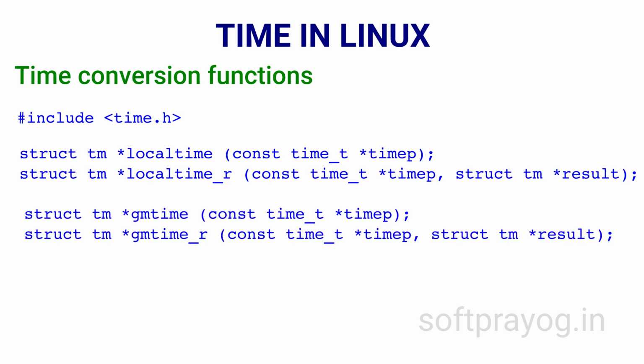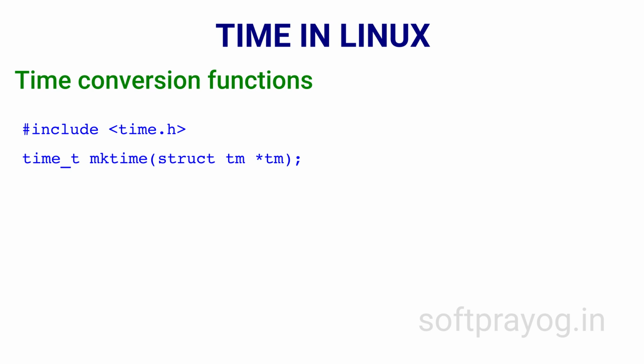Similarly, gmtime and gmtime_r convert time_t to the corresponding UTC broken down time. Next, we have the mktime function, which converts broken down local time to type time_t, that is, the number of seconds since the epoch, January 1st, 1970, 0 hours, minutes and seconds.